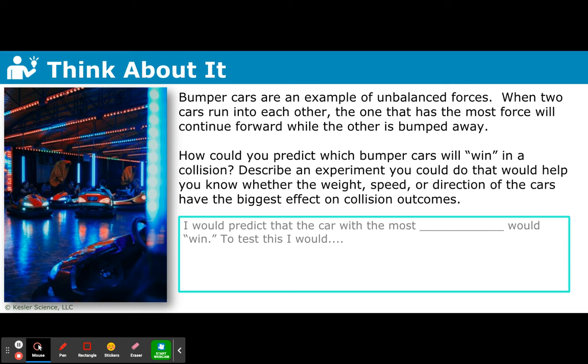For example, I would predict that the car with the most human weight would win. To test this, I would put in 2 different people of 2 different sizes and test my theory. There's other things that you can do as well. Type your example and your prediction in this box.